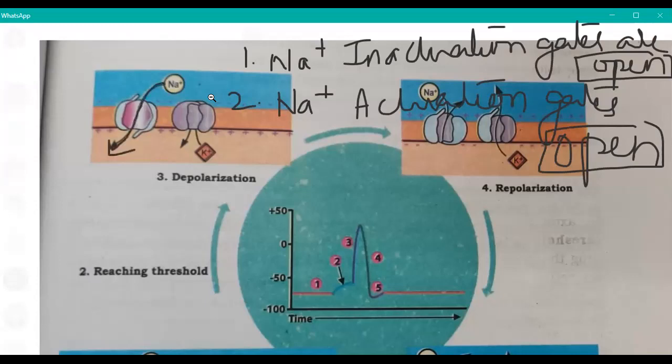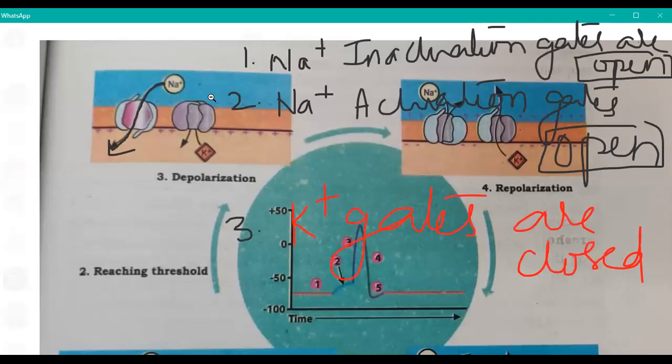There you can see there is an influx of sodium ions, isn't it? We say that charge increases. Okay. Next, the third one, about the potassium gates. They are still closed, isn't it? Potassium gates are closed. This is the condition during depolarization. Okay, so let us write.